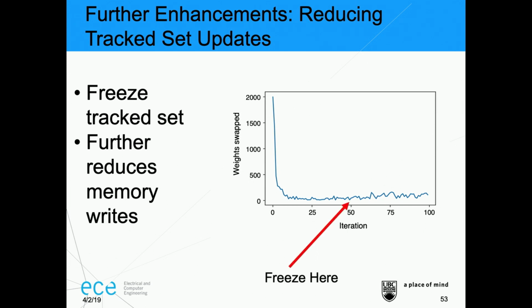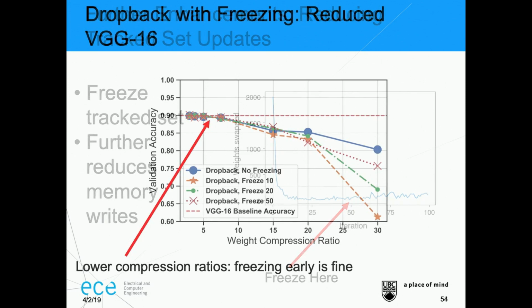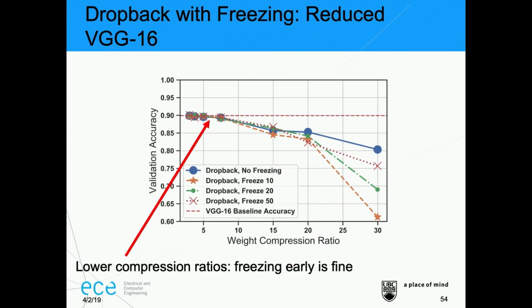So let's freeze at iteration 50, for example. And then all we have to do is update the values. We don't have to do any more sorting or anything. We tested this on our reduced VGG16 network, which has a total of, I think, 14 million parameters. What we found is that at lower compression ratios, this works really well. Freezing early is fine, which makes sense. You have a lot of tracked parameters, so the bottom part of your track set is just inherently less important.